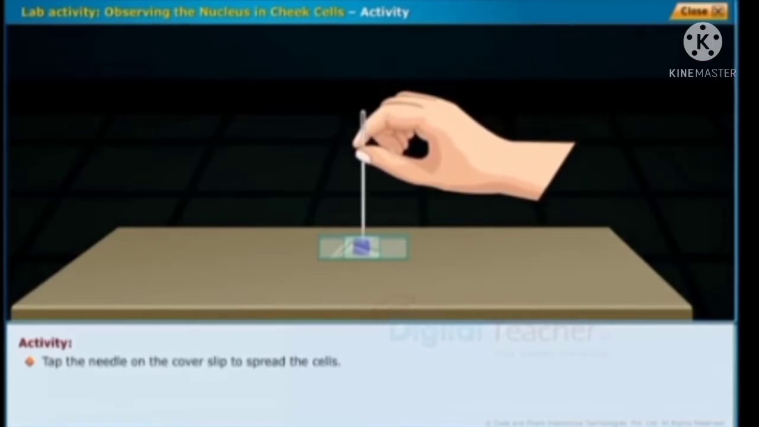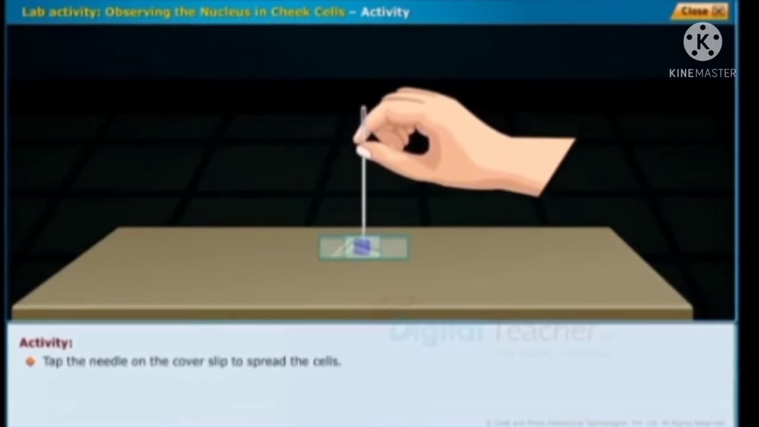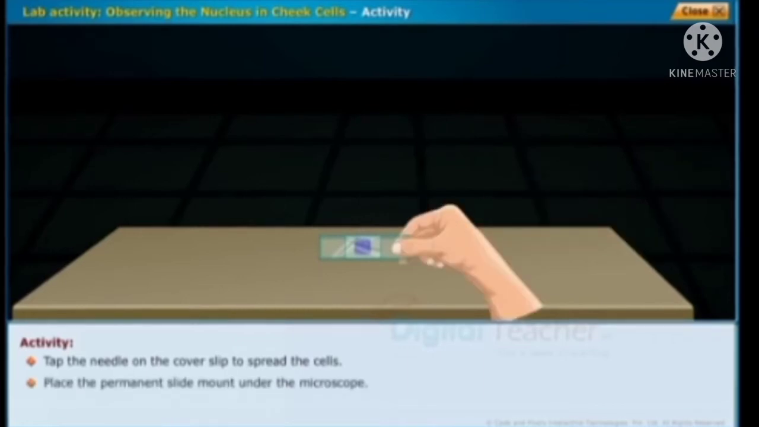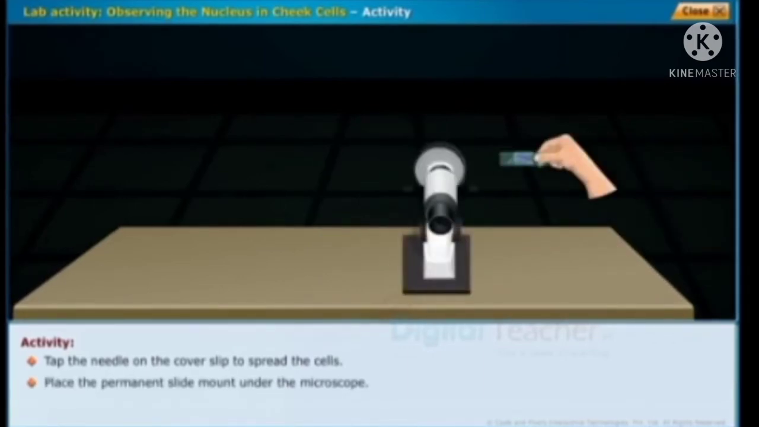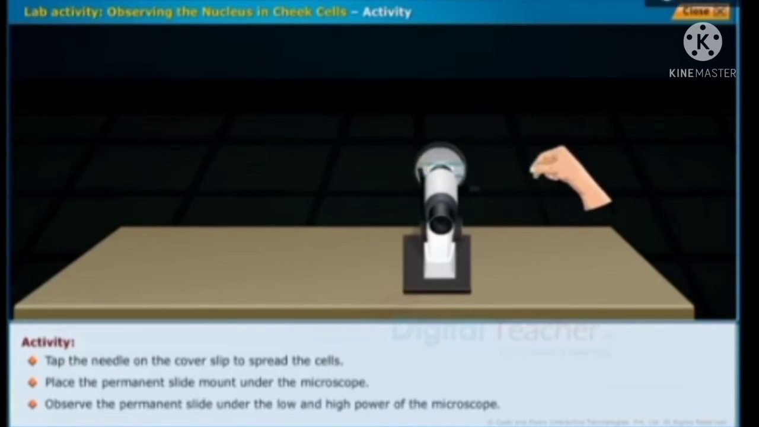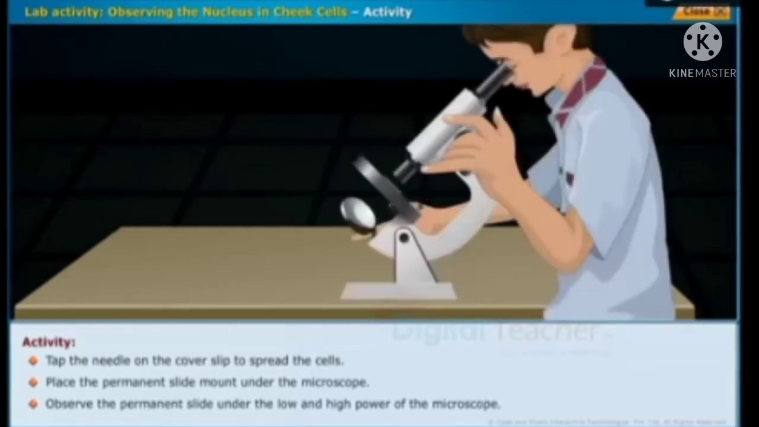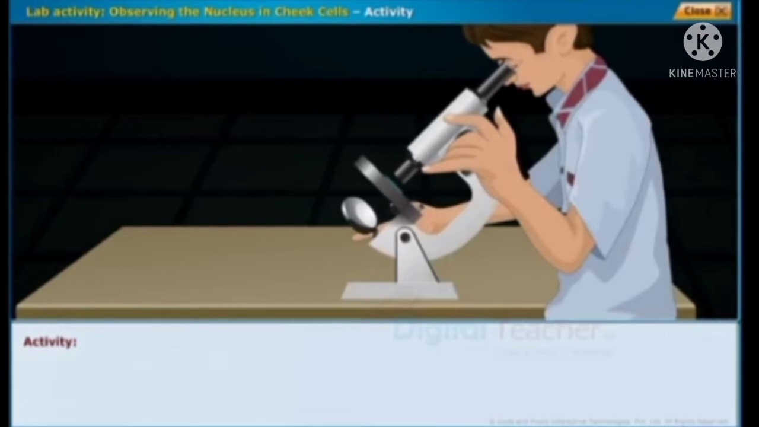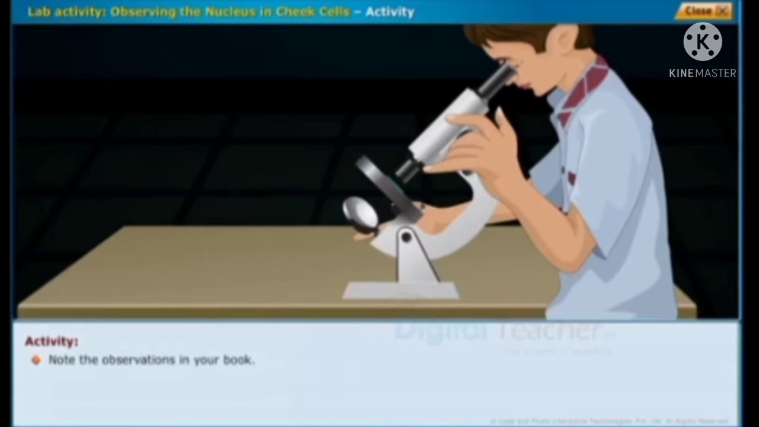Tap the needle on the cover slip to spread the cells. Place the permanent slide mount under the microscope. Observe the permanent slide under the low and high power of the microscope. Note the observations in our notebook.